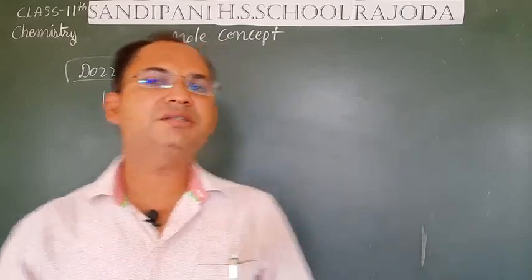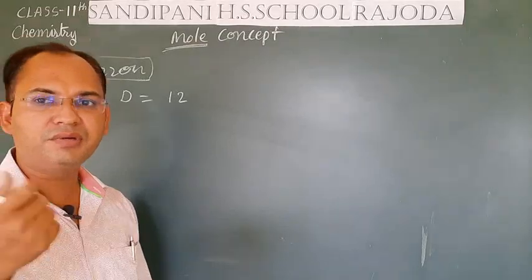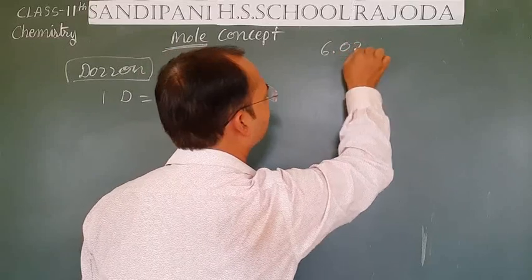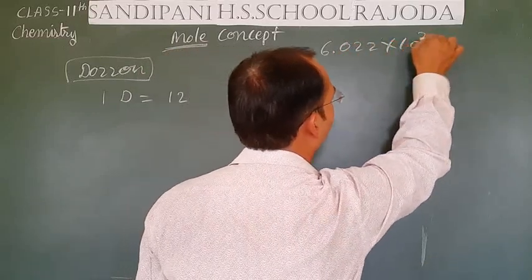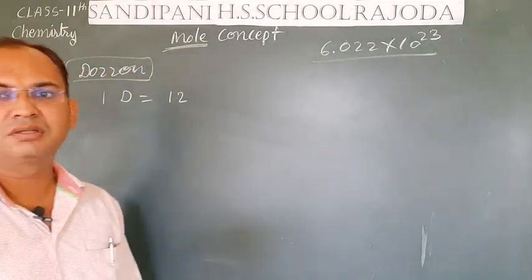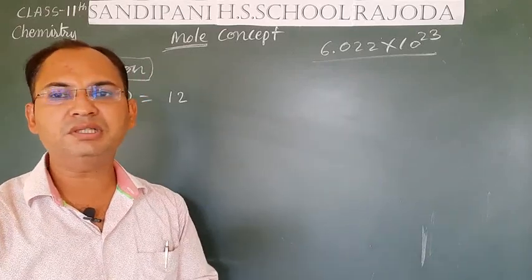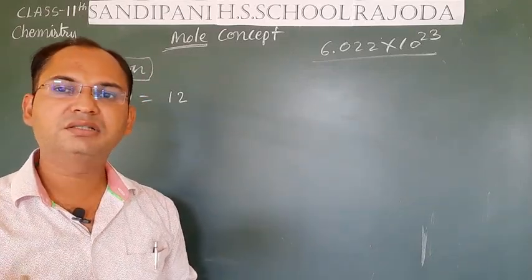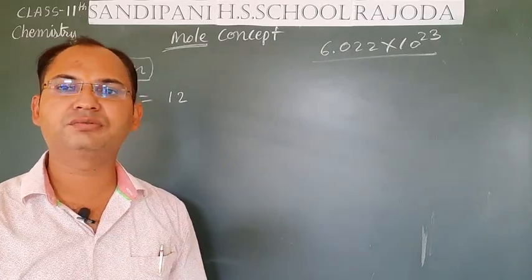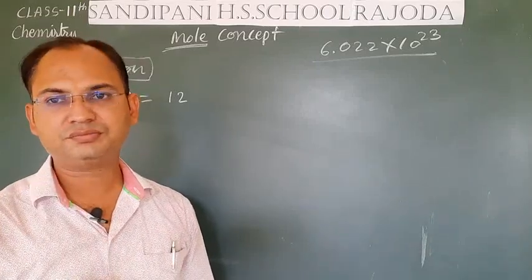So in this term we use the word mole, and the value of 1 mole is equal to 6.022 × 10^23. Just like 1 dozen is equal to 12, 1 mole is equal to 6.022 × 10^23. Any particles which are in number equal to 6.022 × 10^23 are known as 1 mole.